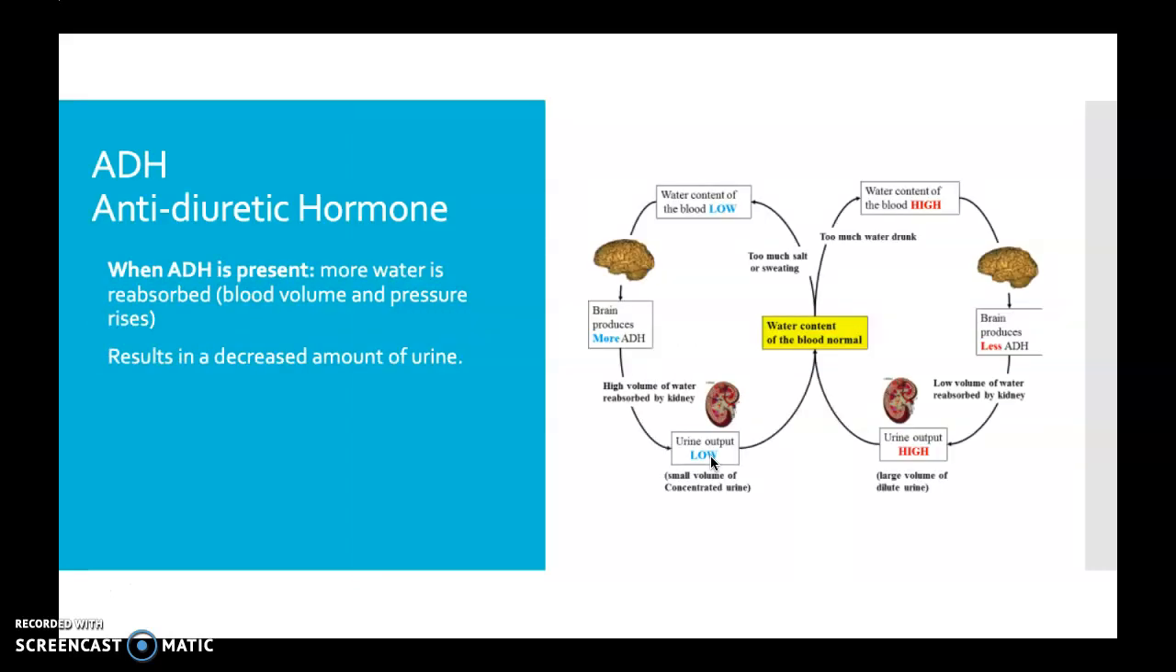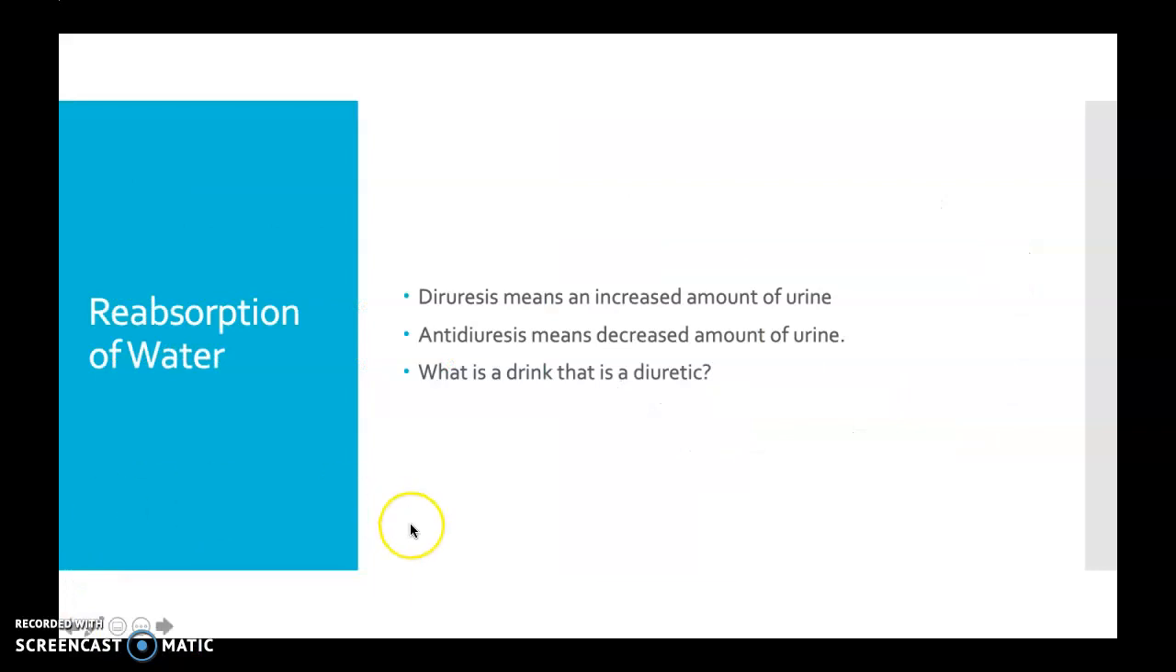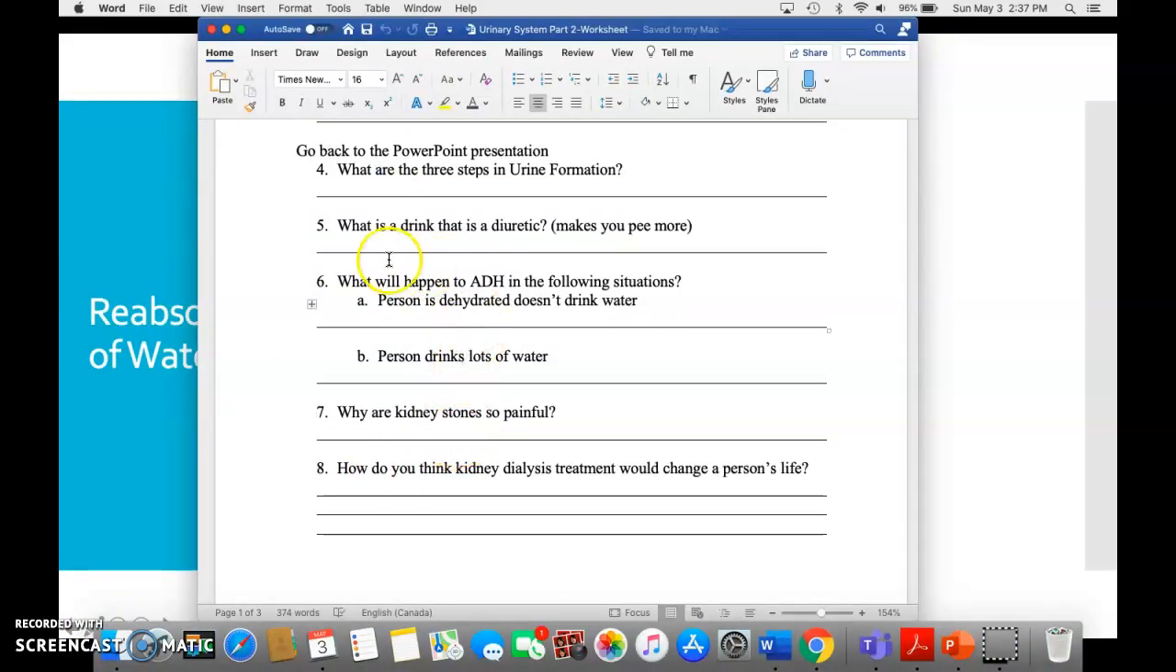So we have ADH, an antidiuretic hormone, and when ADH is present, more water is reabsorbed. So the blood volume and pressure rises. So that results in a decreased amount of urine. Okay? So when we're thinking about this question, you can again go back to this worksheet and fill it out. So think about a drink that's diuretic, and you can go back and also fill out the 3 steps in your information, okay? So then we'll talk about the next couple questions.